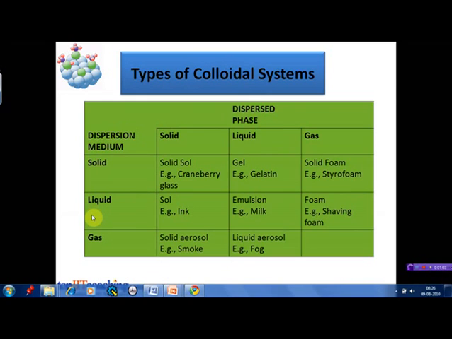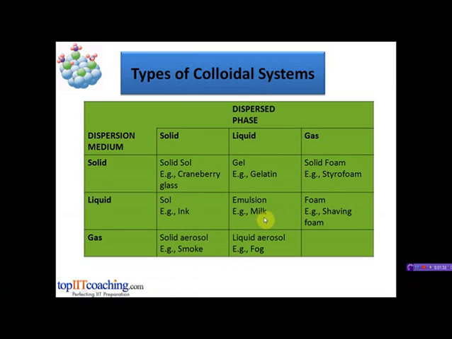In the second type of dispersant medium, that is the liquid medium, if the dispersed phase is solid, the colloidal system is known as sol. For example, ink, in which solid dye particles are dispersed in liquid medium. Emulsion is the colloidal system when liquid dispersed phase is dispersed in liquid medium. For example, milk. The third type is foam, in which the dispersed phase is gaseous. For example, shaving foam, in which air is dispersed in liquid dispersant medium.